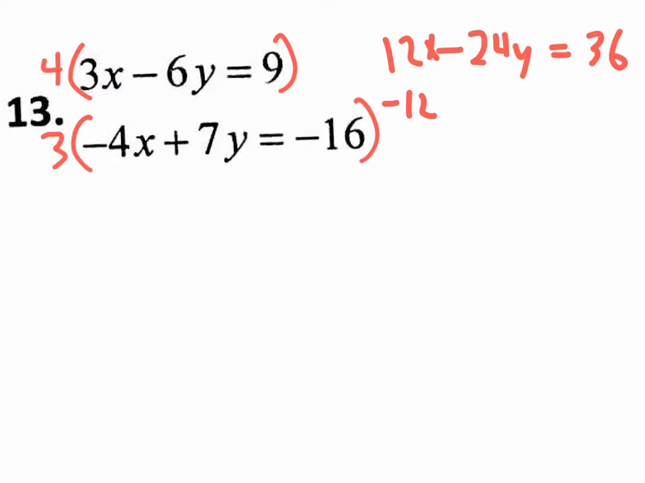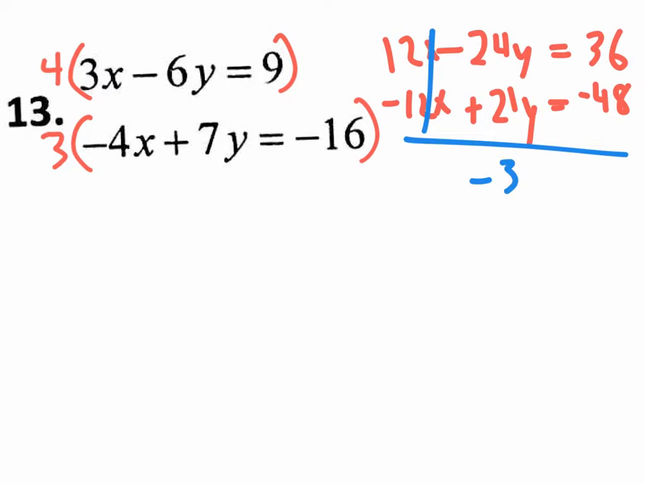And the bottom one, you're going to end up with negative 12, oh, I'm sorry, I forgot the x. Yeah. Negative 12x plus 21y equals negative 48. And now we're ready to combine and cancel. You're going to get negative 3y equals negative 12. And that's a single variable equation.